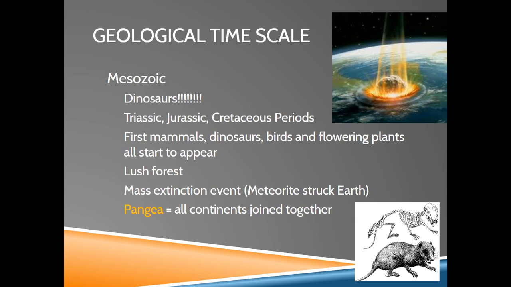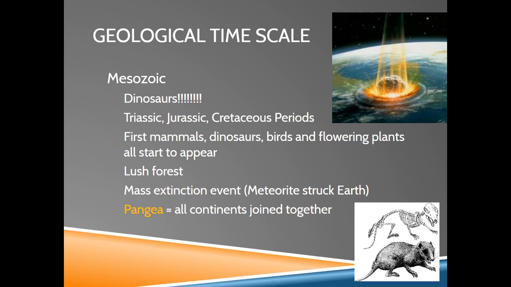Again, on the geological time scale, the Mesozoic, we have the dinosaurs. That's the Triassic, Jurassic, and Cretaceous periods. The first mammals, dinosaurs, birds, and flowering plants all started to appear. We had lush forests, lots and lots of vegetation going on. That's also very important because many of the dinosaurs were in fact herbivores, not carnivores. There was that mass extinction event that we talked about, the meteorite striking Earth down by the Yucatan Peninsula. We also had Pangea existing in some forms at that time, where all the continents were joined together.